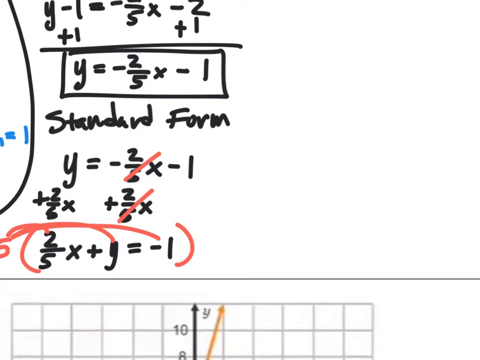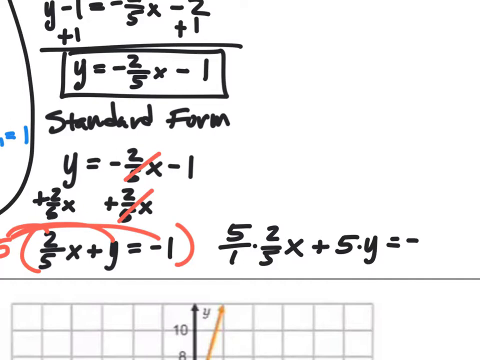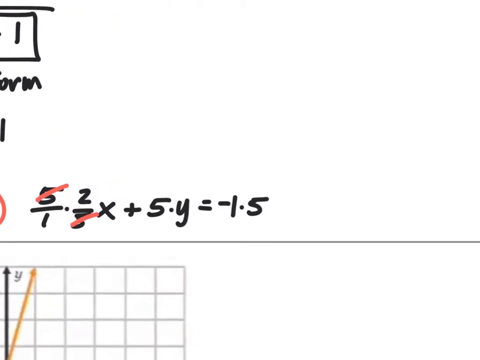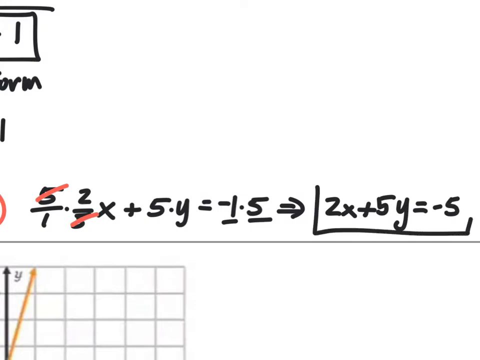So when I take this, I get 5 over 1 times 2/5 x plus 5 times y is equal to negative 1 times 5. All right. The cool thing here is that my 5's divide out, and you're just left with 2 over 1, which is just x. So we get 2x plus 5y is equal to, and then negative 1 times 5 just gives me negative 5. Okay, and that's it.